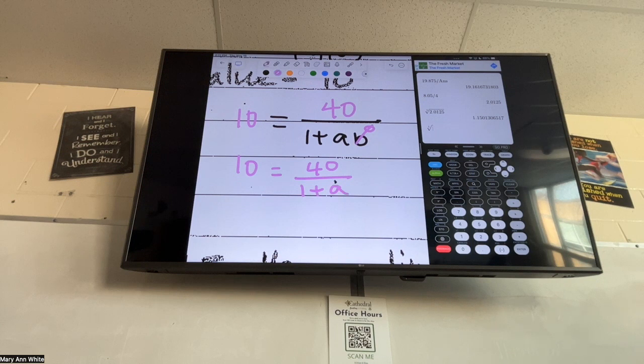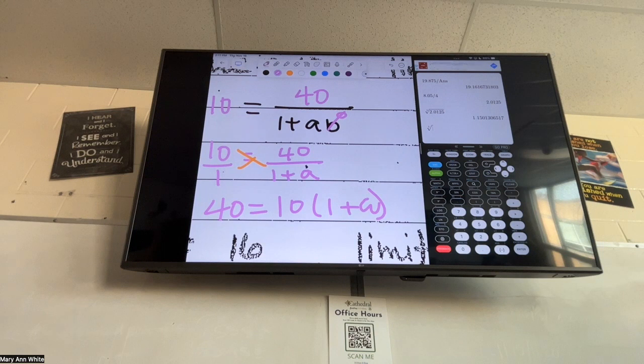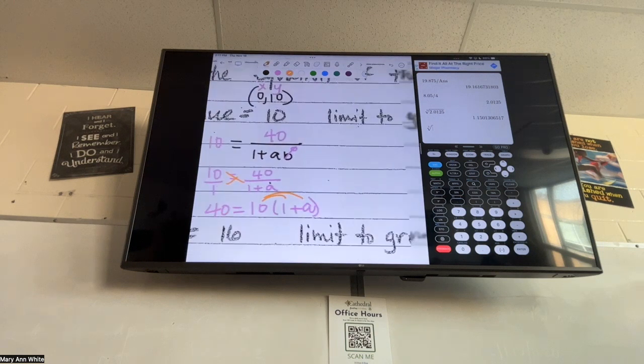Now, I don't like this denominator at all. Do you like this denominator? It can't just be a. We've got to solve for it. So I'm going to make it 10 over 1, and we're going to cross multiply to get rid of that denominator. So I now have 40 equals. Do not forget to multiply 10 times the 1 and times the a. You have to distribute it to both of them. So we're going to do 10 times 1 and 10 times a.